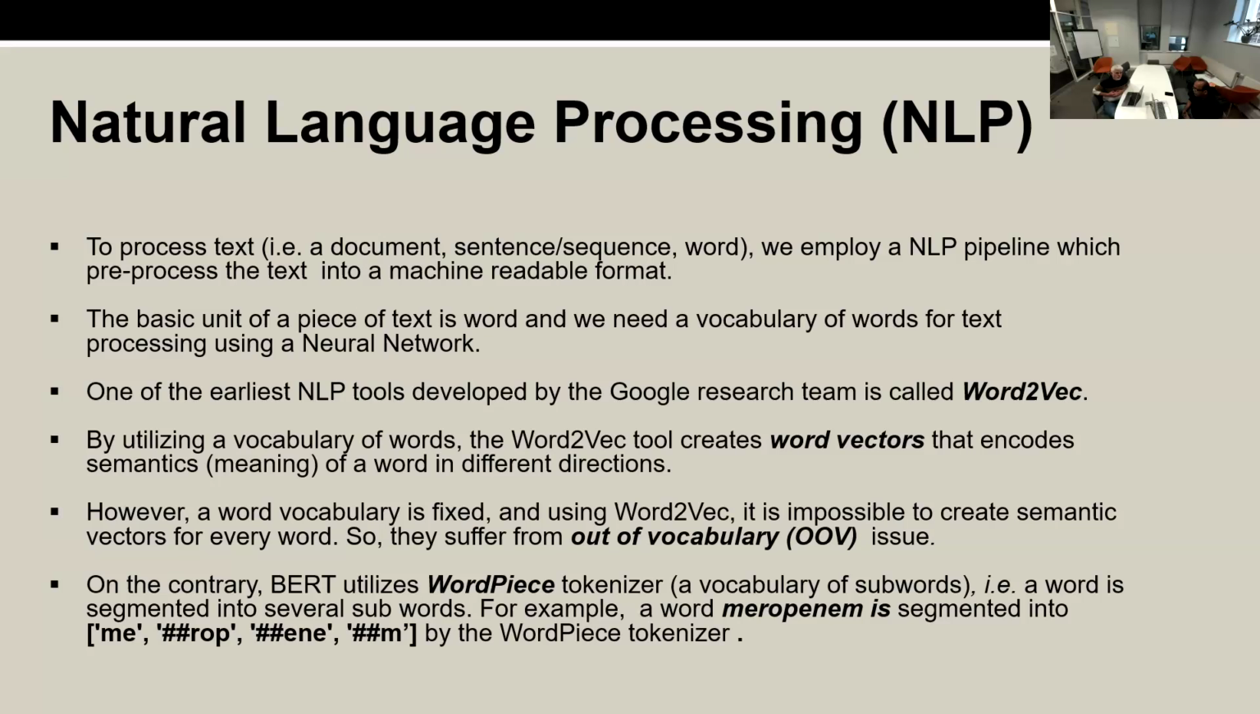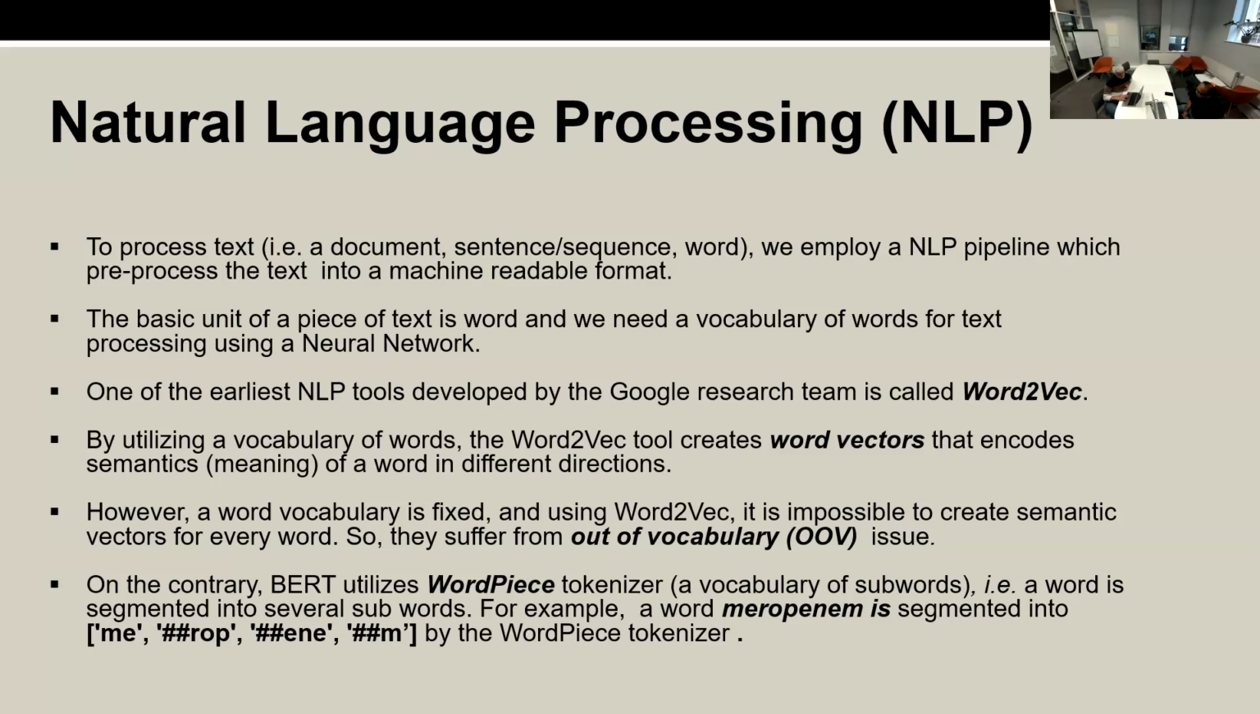Now, one of the earliest NLP tools developed by the Google research team was Word2Vec. By utilizing this vocabulary of words, Word2Vec creates word vectors that encode the semantics of a word in different directions. A word, for example, in my case, tired, might just signal that I'm tired, no underlying conditions. But in the context of, for example, Parkinson's, tired is a kind of symptom of Parkinson's. So essentially, word vectors can capture meaning from different directions.